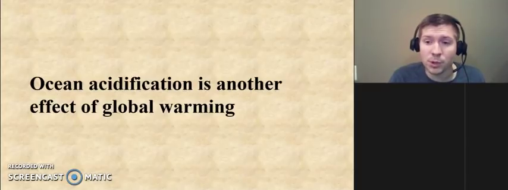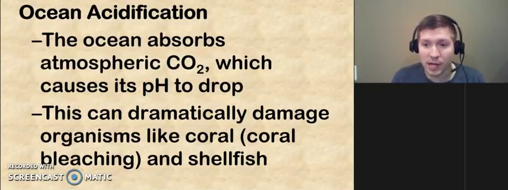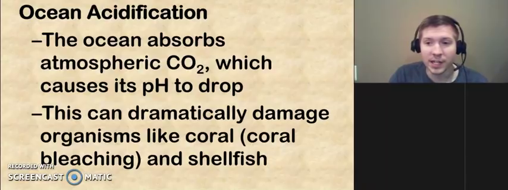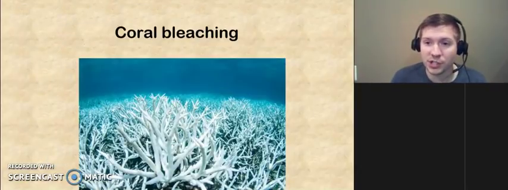Another big effect of global warming is ocean acidification, the oceans becoming more acidic. Okay? The reason that's happening: more CO2 in the atmosphere. The atmospheric CO2 can go into the ocean, which through a few processes can cause the pH of the ocean to drop. So the ocean is getting slightly more acidic, and this is very damaging to organisms with shells like coral and shellfish. So it can lead to a process called coral bleaching, shown here, where the coral basically dies off, leaving just the shells of the previous coral.